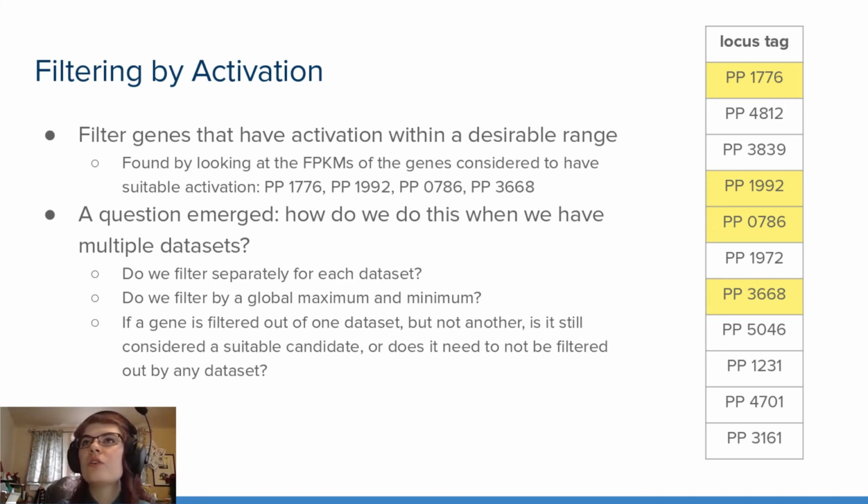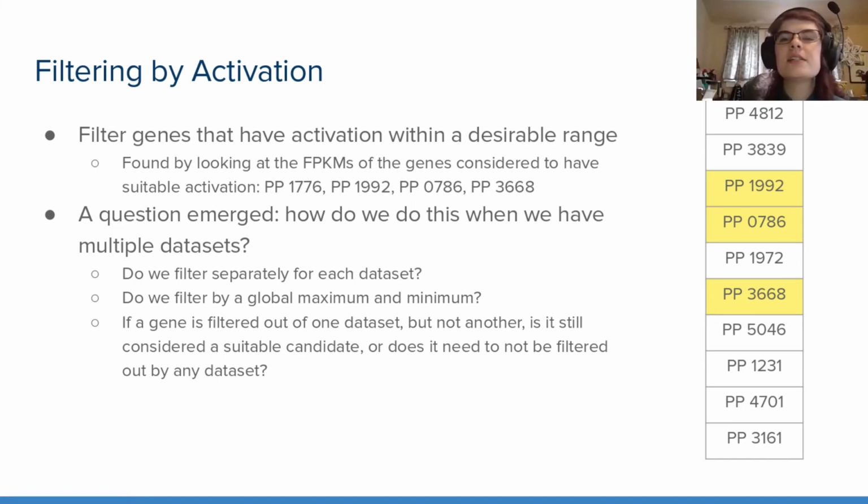We're going to look at those genes that we found to be suitable and use them as a reference. But a big question emerged at this point: how do we do this when we have multiple data sets? Do we filter separately for each data set? Do we figure out a global maximum and minimum that we want the baseline ranges to be within for every data set? If a gene gets filtered out of one data set but not another, is it still considered a suitable candidate? Or does it need to survive the filtering process in all of the data sets?